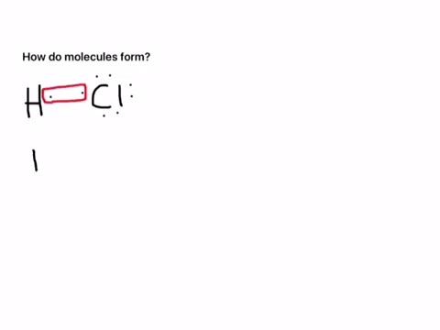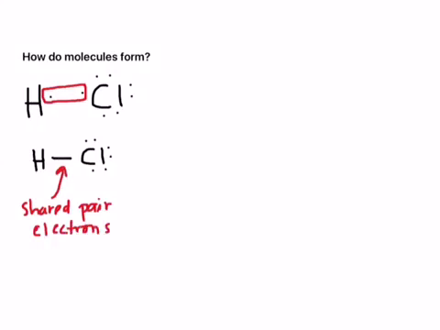And the way we draw that is to connect those dots. So it looks like this, and this is the shared pair of electrons that is the single covalent bond. So that line represents two electrons that are shared between the two atoms. So that's a very simple molecule.